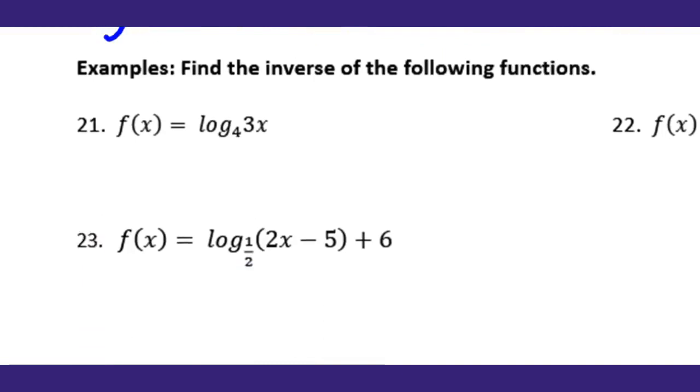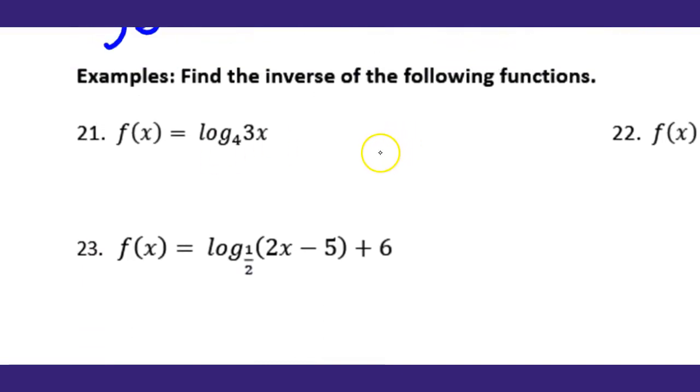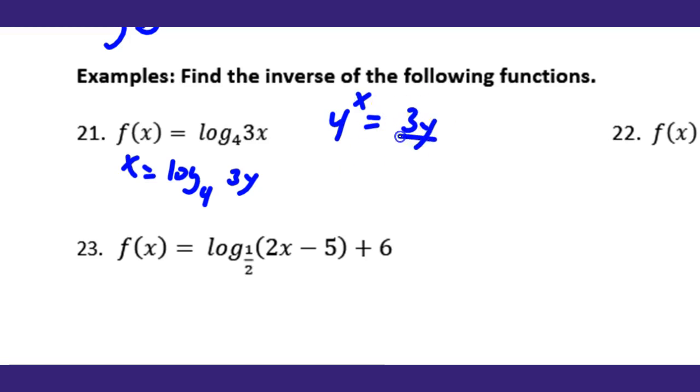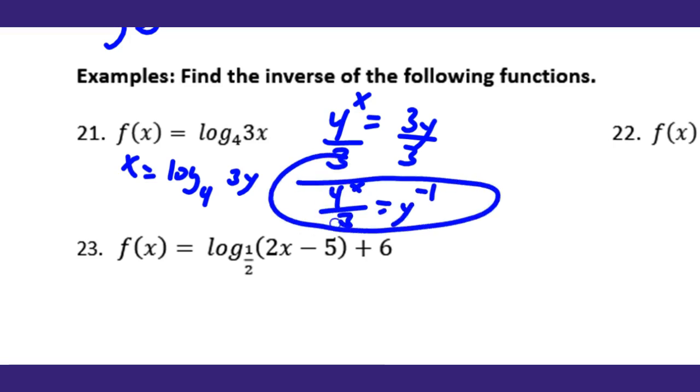Okay, now right here it says find the inverse. And this is just review from everything we did on the last deal. So remember, step 1, swap x and y. So x equals log base 4 of 3y. Now we need to rewrite this, so you get 4 to the x equals 3y. Then you just solve it by dividing by 3 on both sides. So 4 to the x divided by 3 equals the inverse. There's your inverse right there.